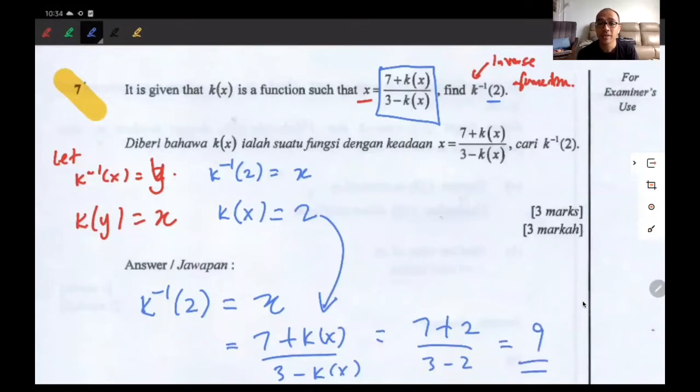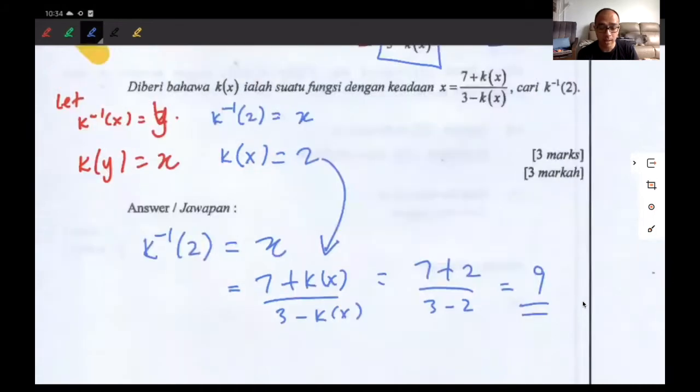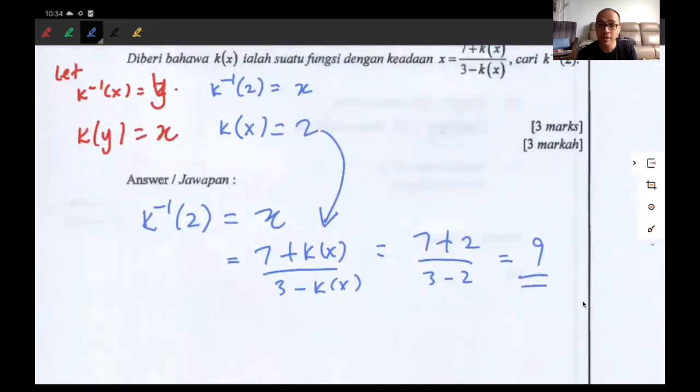Okay. So, is the calculation difficult? No, the calculation is not difficult. 7 plus 2 is 9. 9 divided by 1 is 9. Dia punya pengiraan tidak susah. Yang susah is understanding the basic concept of inverse function. Okay, so all these pieces of information come together in this question.